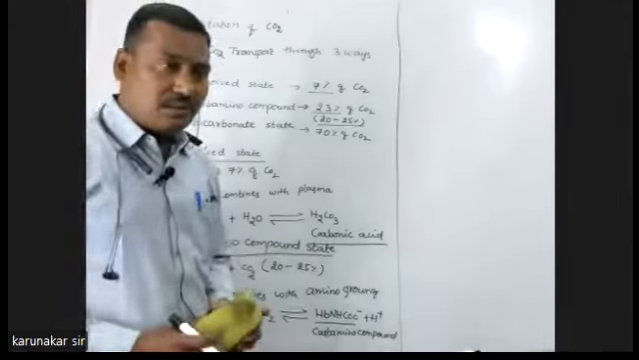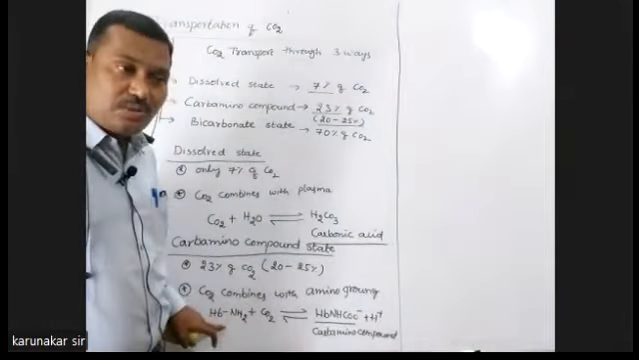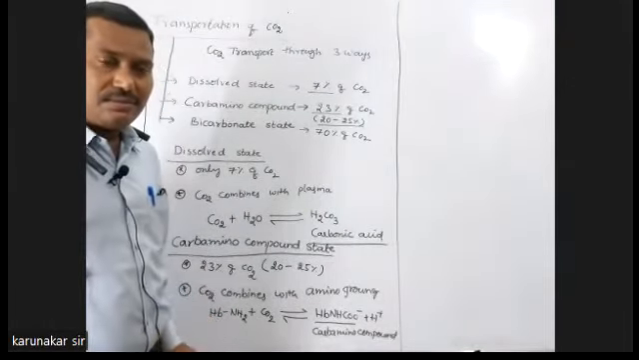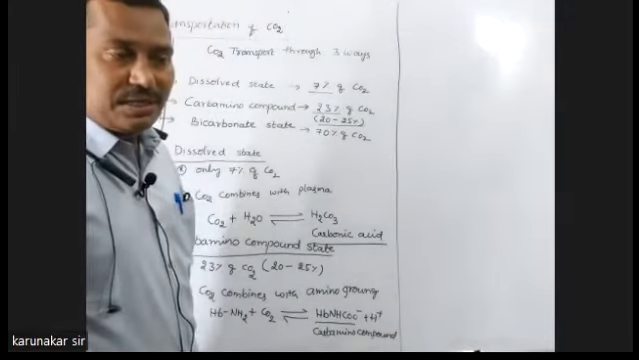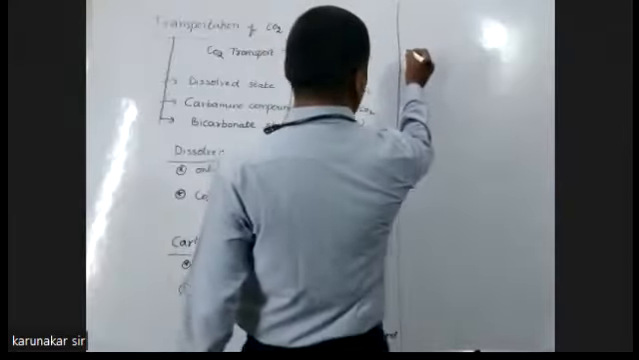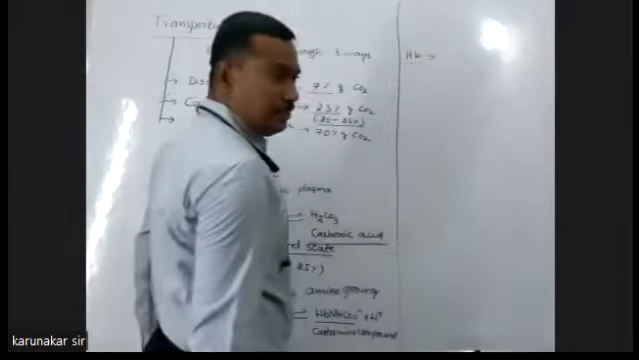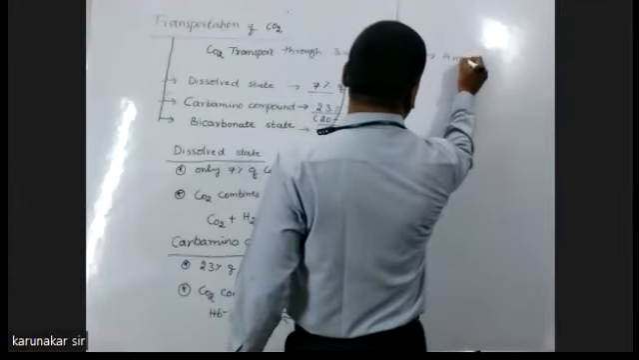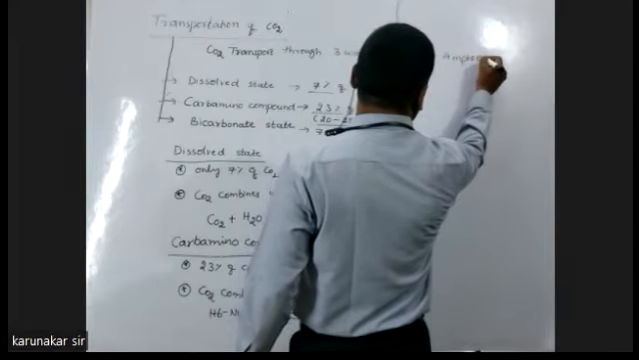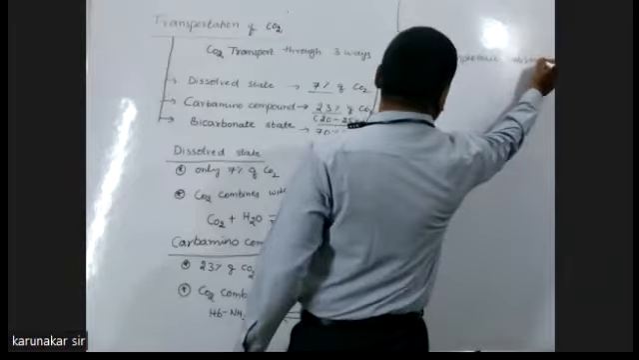You may get the doubt, sir. Yesterday we discussed hemoglobin transporting oxygen. Here the hemoglobin also transports the carbon dioxide. Yes, hemoglobin is an amphoteric substance.